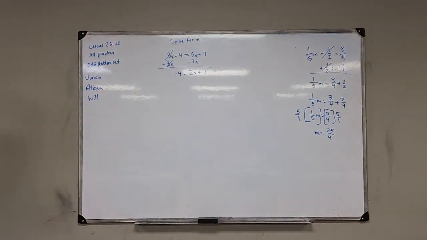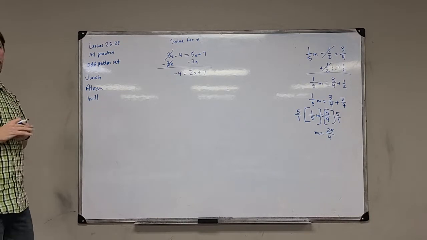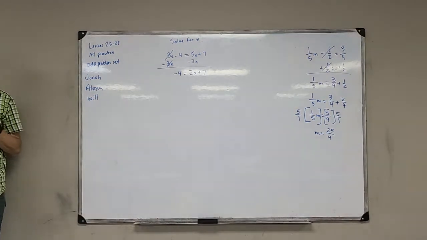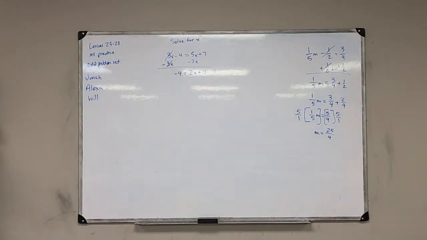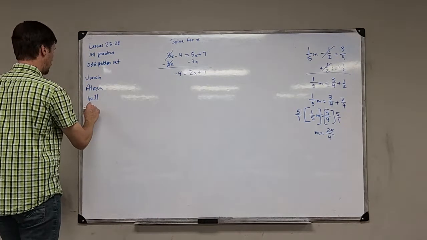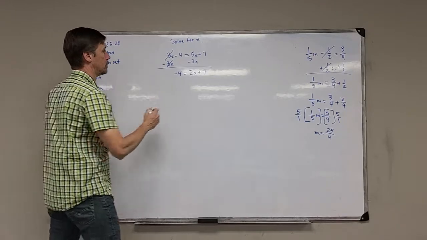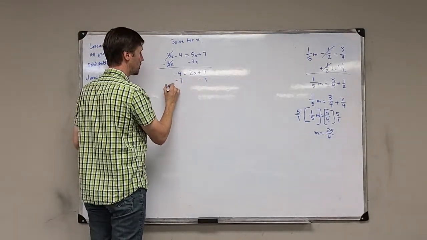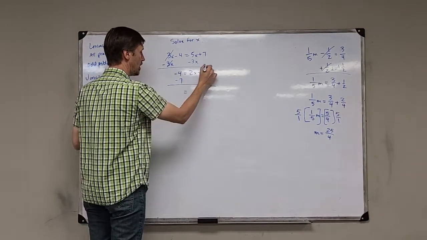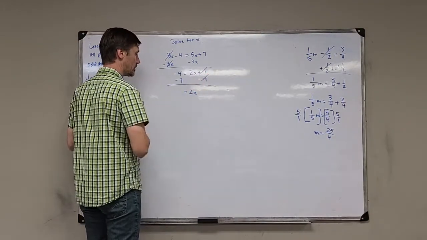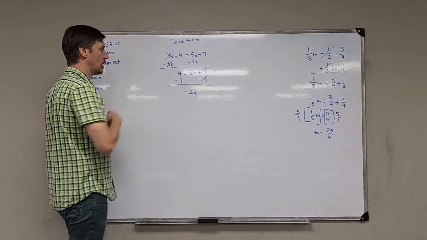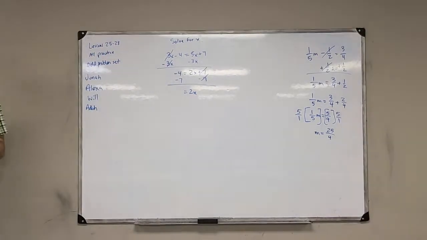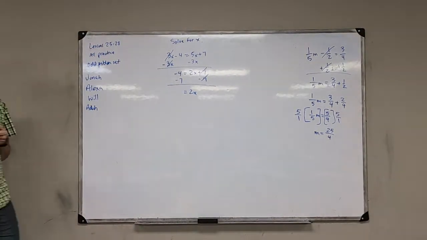Now what am I going to do? Now I've got the same type of problem that I had before, right? I'm trying to get the x by itself, so what do I have to get rid of now? The positive 7, right? And how do I get rid of a positive 7? I subtract the 7, right? So I'm going to subtract the 7 from both sides. Over here, they cancel out. I'm just left with 2x on this side. What do I have on this side? Negative 4 minus 7 is? Negative 11, right?